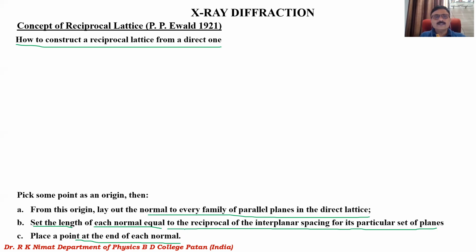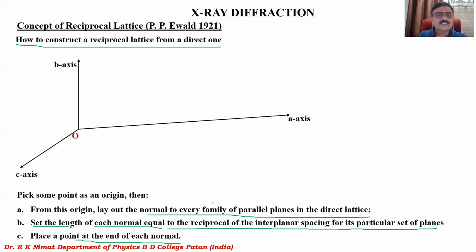Now we'll see how a one-dimensional reciprocal lattice can be constructed. For that, consider three axes. Suppose this is the axis A, this is the B axis and this is the C axis. These three axes are not necessarily perpendicular to each other. These are not rectangular axes, so they are oriented with respect to each other at different angles.